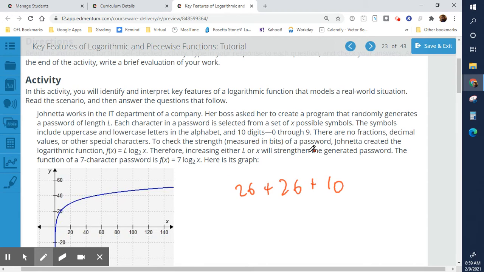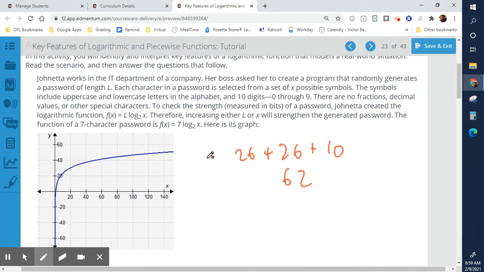Therefore, increasing either L or X will strengthen the generated password. So if there's more of a possibility of letters instead of it just being 62, I believe I did the math on that right, that's the maximum. If we were to lower that to, let's say, we don't want uppercase letters, that cuts it almost in half. It's going to be a weaker password versus if we start introducing other symbols, that's going to increase our X. Also, making the password longer also makes it safer.